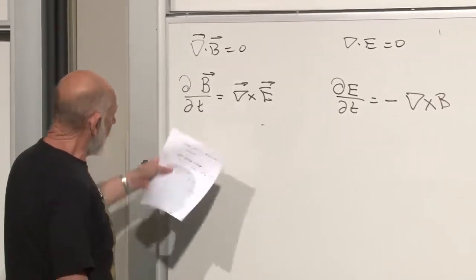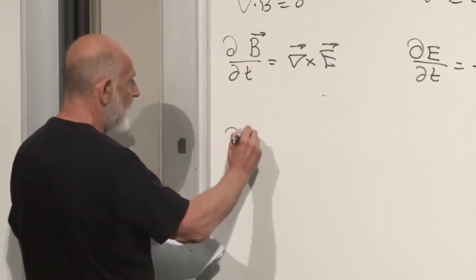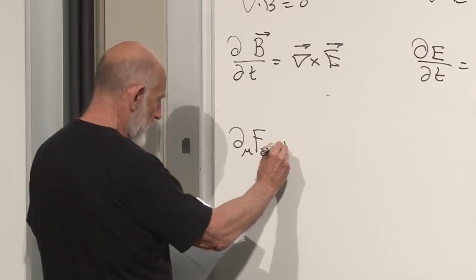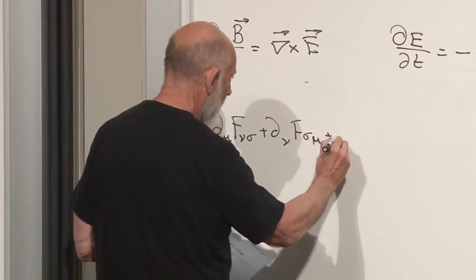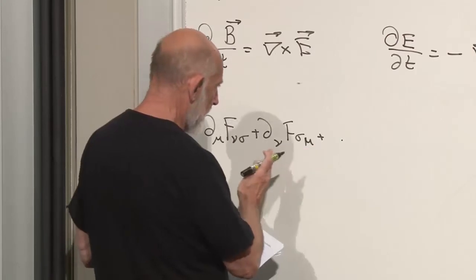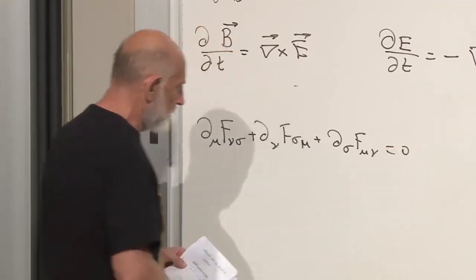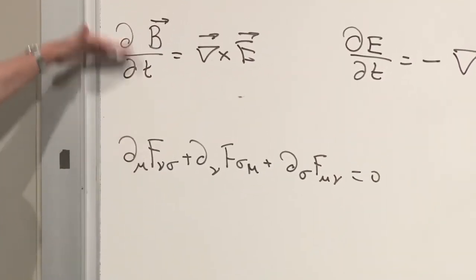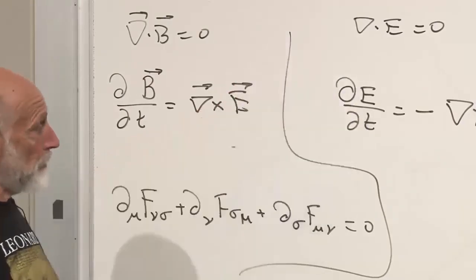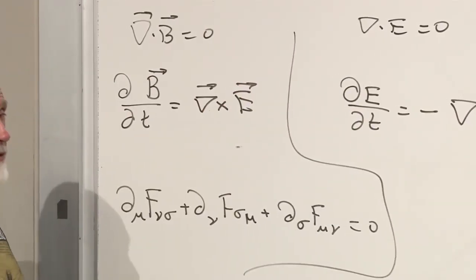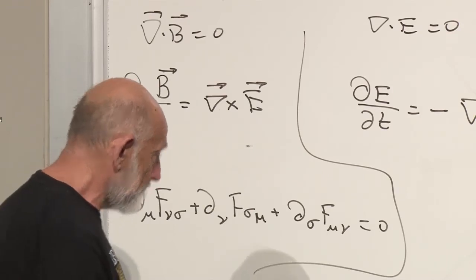The equations on the right-hand side can be written in a covariant form, which is called the Bianchi identity. d mu of F nu sigma plus d nu of F sigma mu plus, did I get that right? Yes, I did. Plus d sigma F mu nu is equal to 0. This is just a way of rewriting these two equations. And these equations here, which are not identities, which are equations of motion, would change if you changed the Lagrangian. We haven't introduced the Lagrangian yet, but we will.